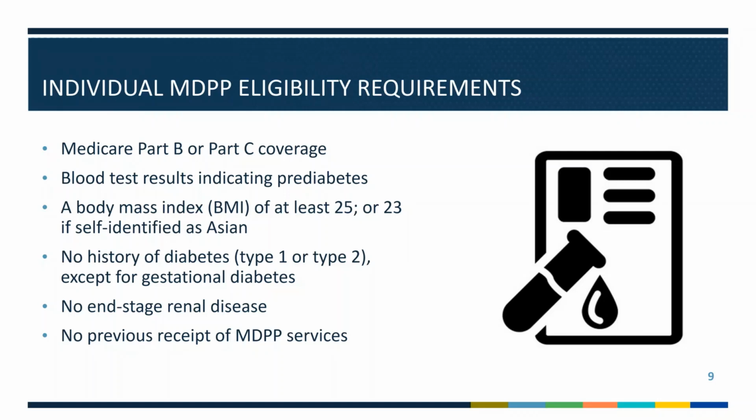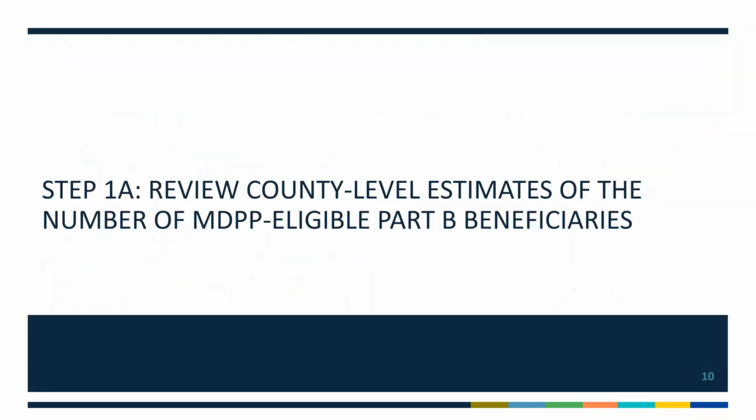Although both Part B and Part C beneficiaries are eligible, CDC researchers only estimated the number of MDPP eligible Part B beneficiaries, which accounts for about 68% of total Medicare beneficiaries, due to the lack of availability of Part C data. CDC researchers estimated the number of MDPP eligible Part B beneficiaries for each county in the U.S. Nationwide, there are about 5.2 million total MDPP eligible Medicare Part B beneficiaries.